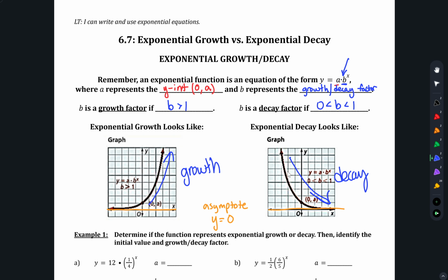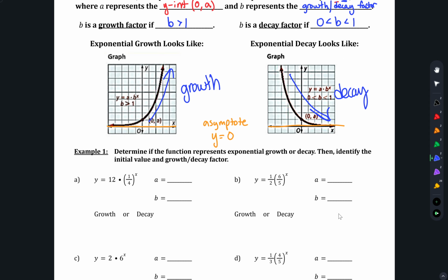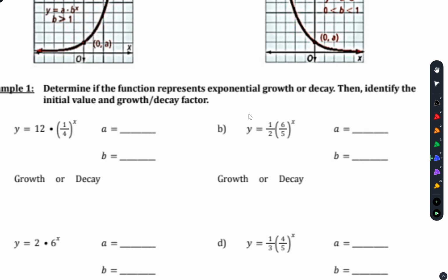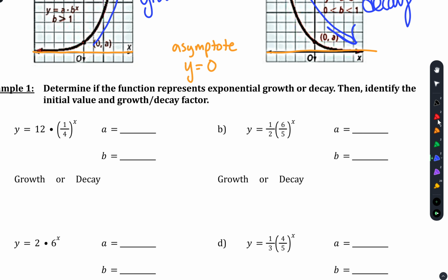6, 7, exponential growth and exponential decay. Okay, so that's all about our B value. That's all about our graphs. Now, what we're going to do right now is super easy. We are going to literally look at an equation. We're going to figure out these two things. Identify the initial value and the growth/decay factor.